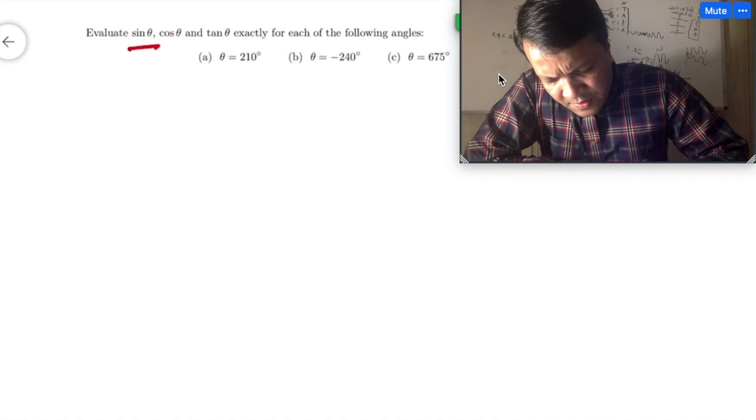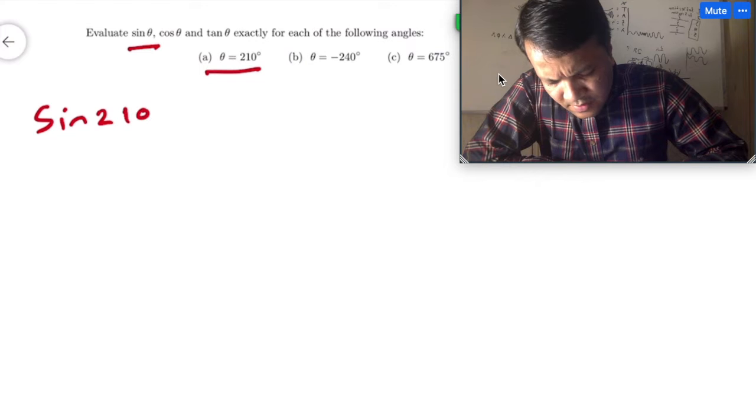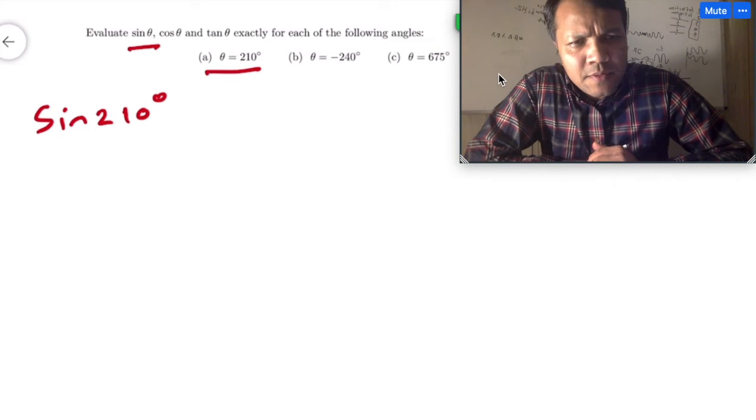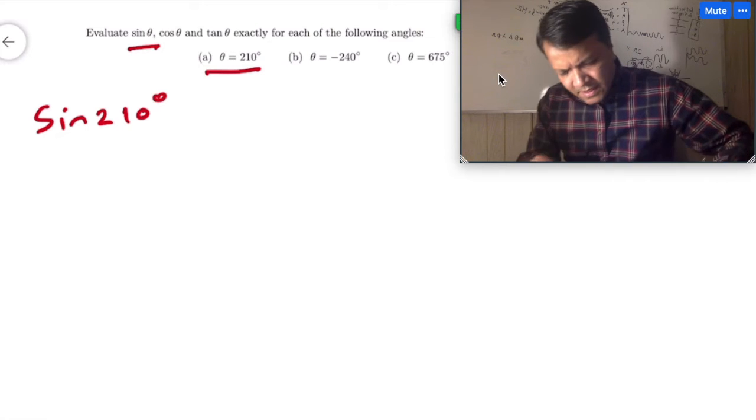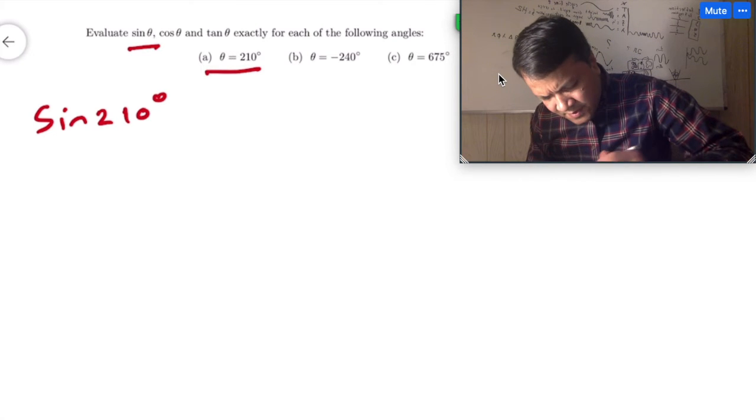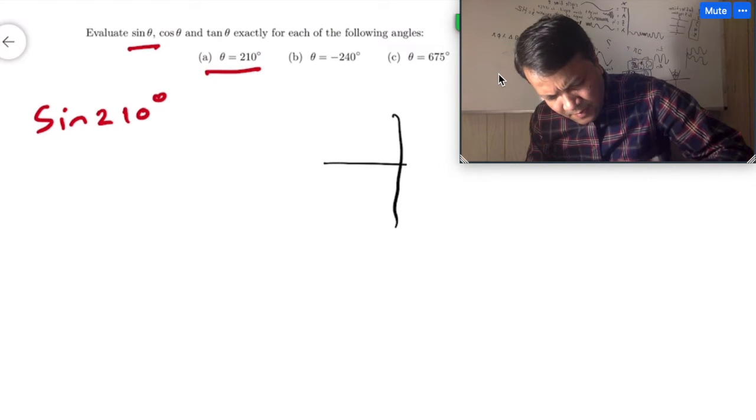Find sine theta, cosine theta, and tangent theta exactly for each of the following angles. So let's first find sine 210 degree. What do we know about sine 210 degree? Let's see what quadrant it falls in. Sine 210 falls in the third quadrant.